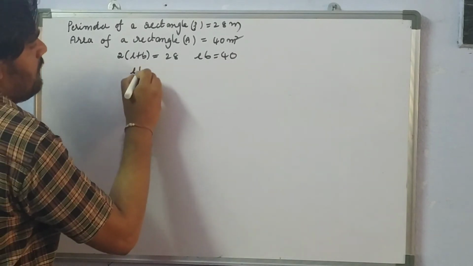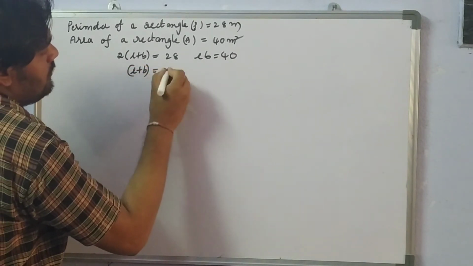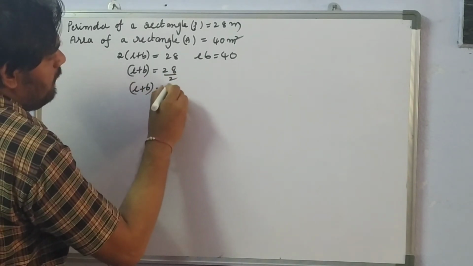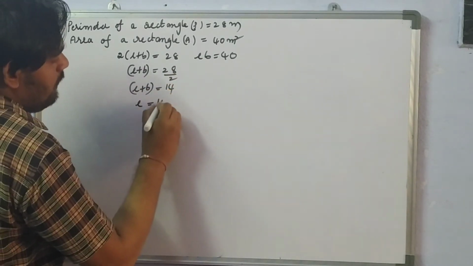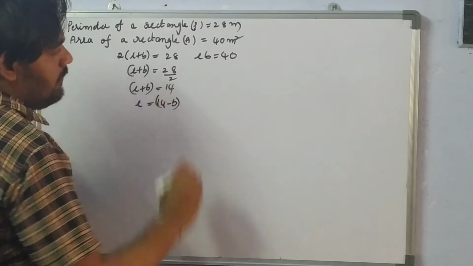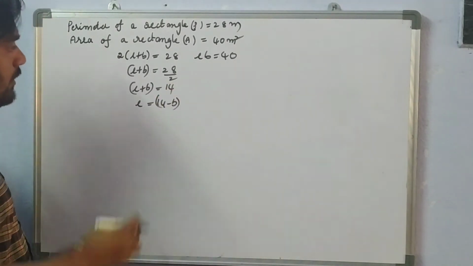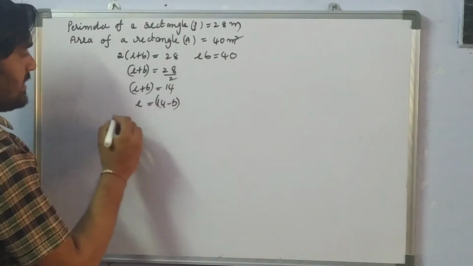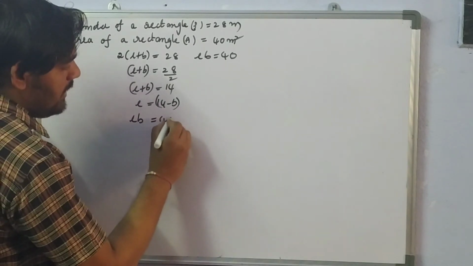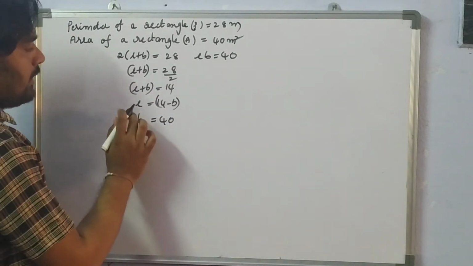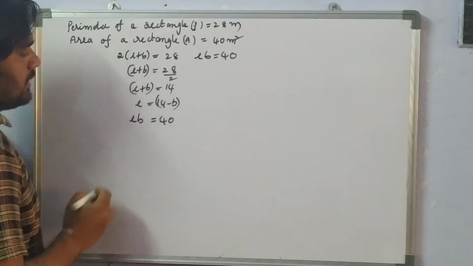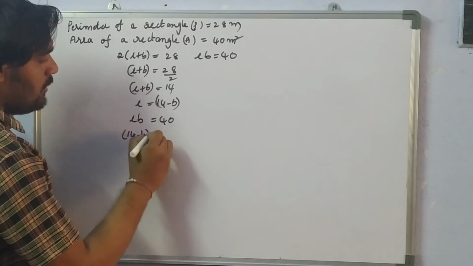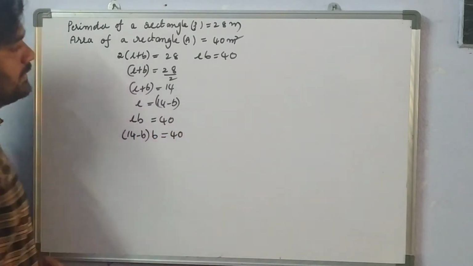So here, from this, L plus B is equal to 28 by 2. So L plus B is equal to 14. L is equal to 14 minus B. This L is equal to 14 minus B, you need to substitute in this one. That is, LB is equal to 40 in the problem. In place of L, you substitute this one. So it will become 14 minus B into B is equal to 40.